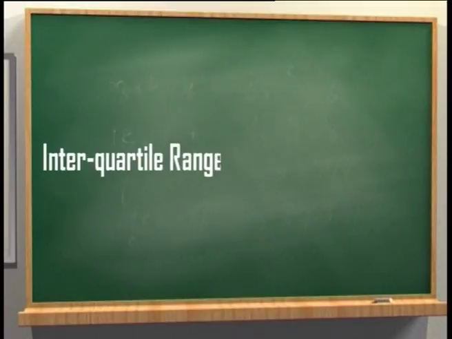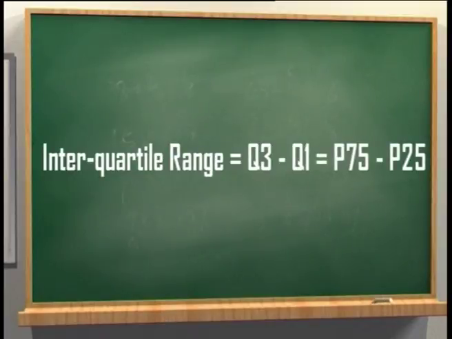For example, when the range is found to be excessively large because of the presence of one very large observation, and to avoid such extreme observations, particularly when there is a strong central tendency, the interquartile range is useful as a measure of dispersion. It is defined as interquartile range equals Q3 minus Q1, that is P75 minus P25. Interquartile range is the range of the middlemost 50% of the observations.